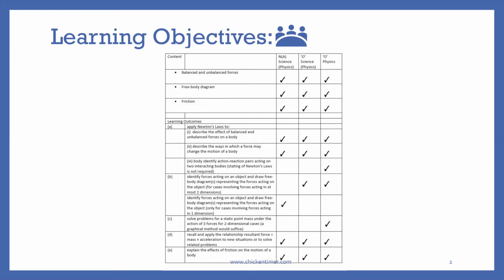The difference here is that you don't have to do the graphical method for adding forces. That's point C. And then you don't have to go deep into Newton's third law. You can have an impression of Newton's third law, touch and go. You don't have to go through the intricate details of it. Then you need to know how to draw a free body diagram, but on a one dimensional basis, not two dimension or three dimension. Then the rest is exactly the same.